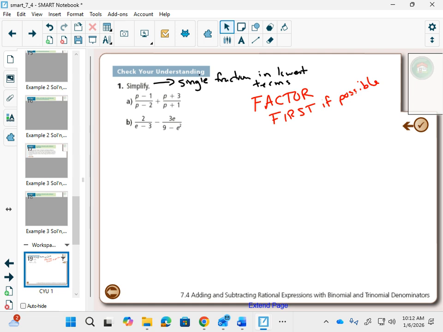How do you add fractions? I need a common denominator. Then once I have a common denominator, I add my numerators. That's my rule for adding fractions. The same is true when we have algebra, but we might need to factor first. Luckily, in A, we don't have to factor.